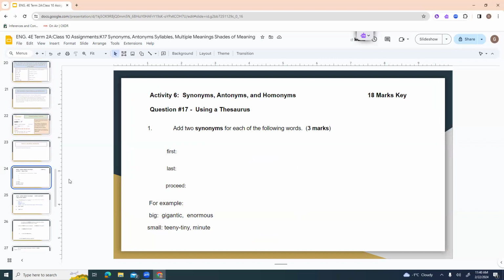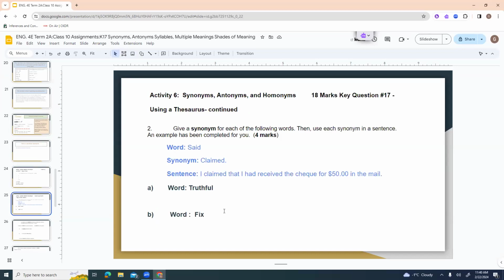Add two synonyms for each of the following words. So for example, the word big, I could put gigantic and enormous. For small, I could put teeny tiny or minute. The words they want you to find synonyms for are first, last, and proceed.